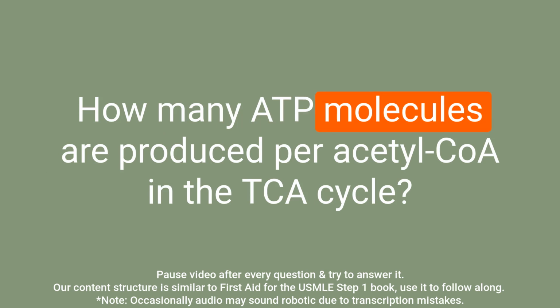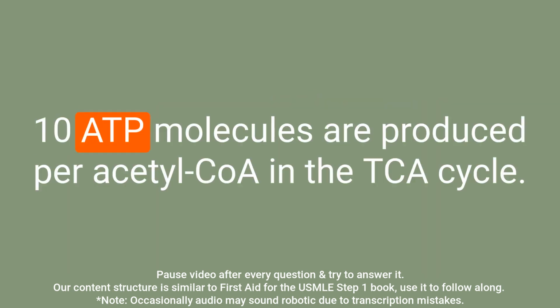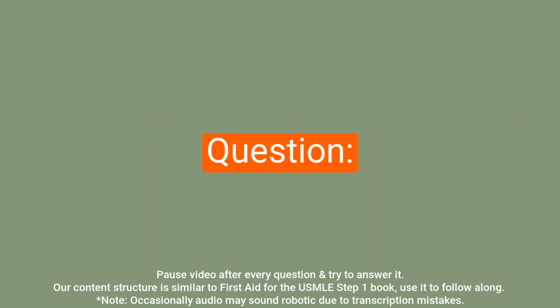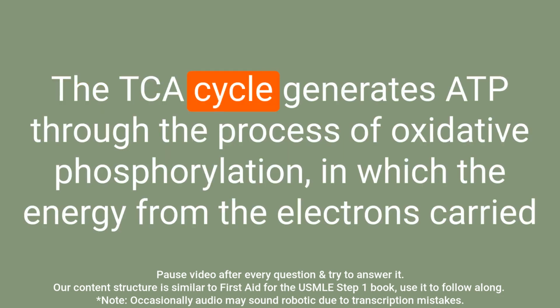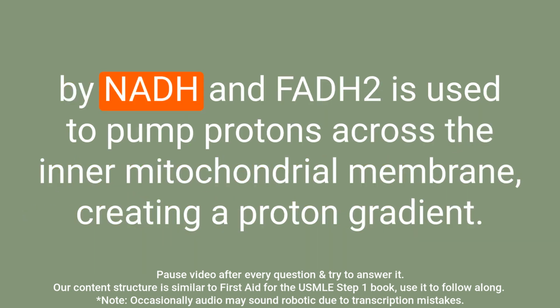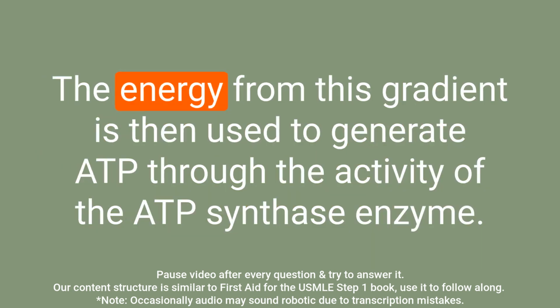Question: How many ATP molecules are produced per acetyl-CoA in the TCA cycle? Answer: 10 ATP molecules are produced per acetyl-CoA in the TCA cycle. Question: How does the TCA cycle generate ATP? Answer: The TCA cycle generates ATP through the process of oxidative phosphorylation, in which the energy from the electrons carried by NADH and FADH2 is used to pump protons across the inner mitochondrial membrane, creating a proton gradient. The energy from this gradient is then used to generate ATP through the activity of the ATP synthase enzyme.